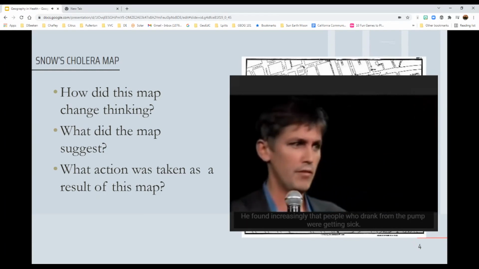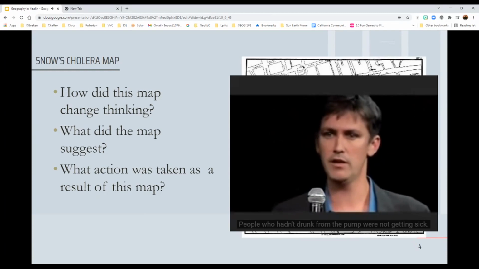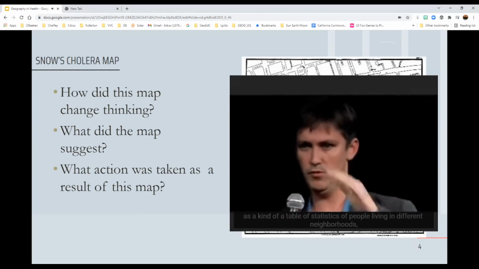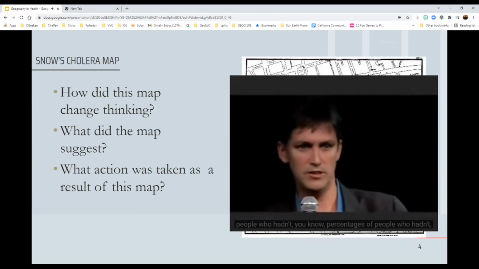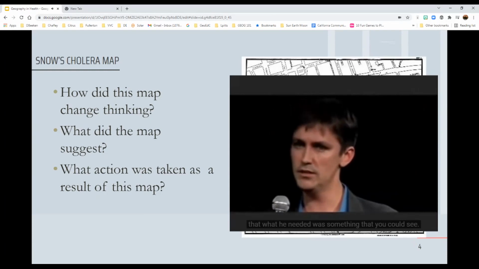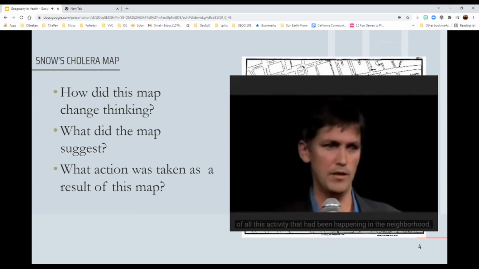He found increasingly that people who drank from the pump were getting sick, people who hadn't drunk from the pump were not getting sick. And he thought about representing that as a table of statistics of people living in different neighborhoods, percentages of people who hadn't. But eventually he hit upon the idea that what he needed was something that you could see, something that would take, in a sense, a higher level view of all this activity that had been happening in the neighborhood.